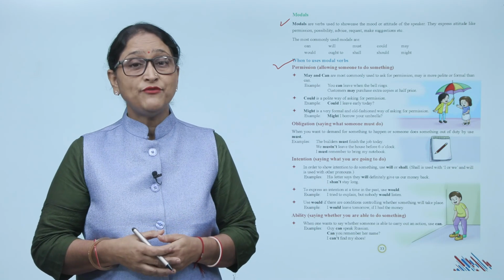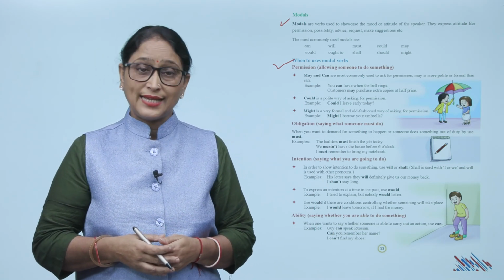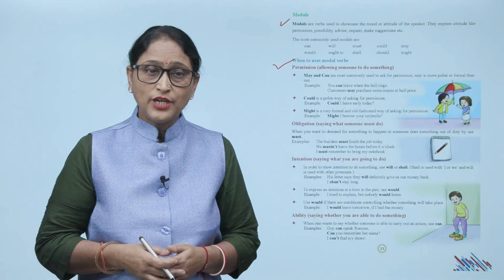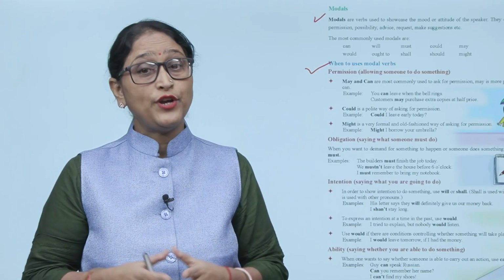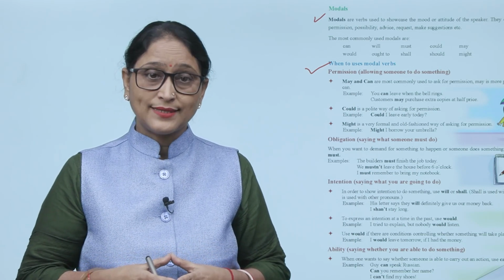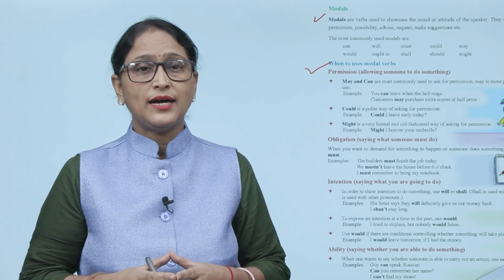Could is a polite way of asking for permission. Example, could I leave early today? Might is a very formal and old-fashioned way of asking for permission. Example, might I borrow your umbrella?